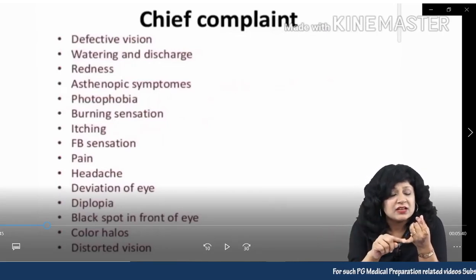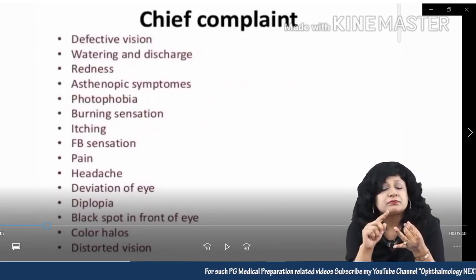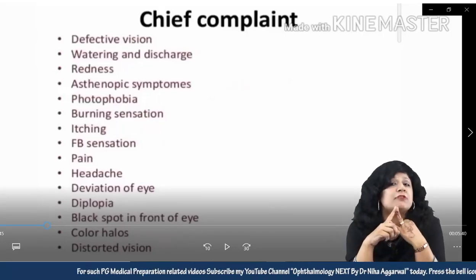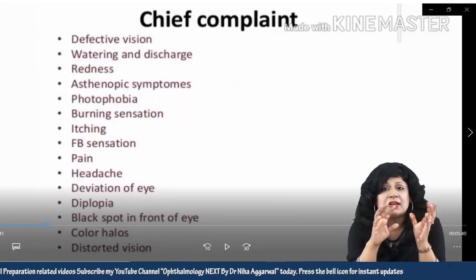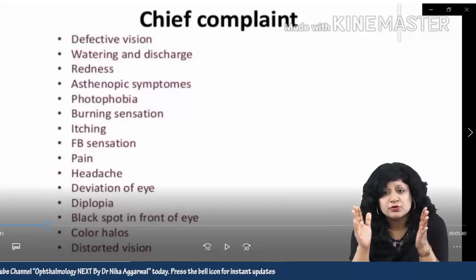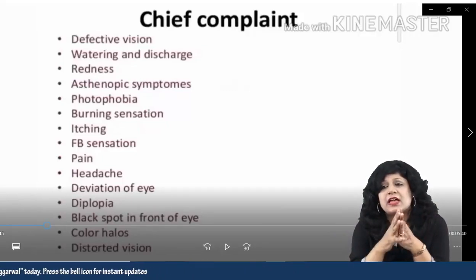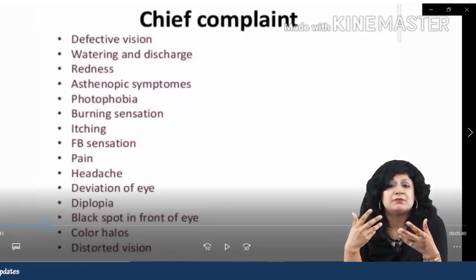The cataract can give me colored halos, even the angle closure glaucoma will give me colored halos. So if I am getting colored halos, this will help me in converging on my diagnosis, and I get a clue about what kind of patient I am dealing with.